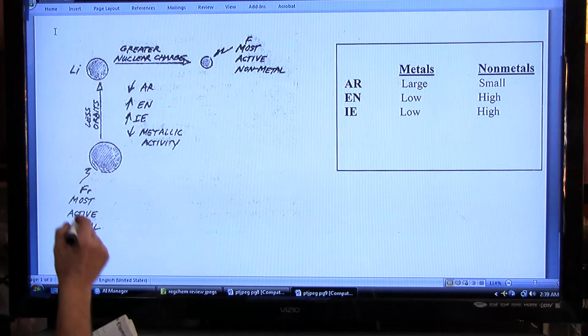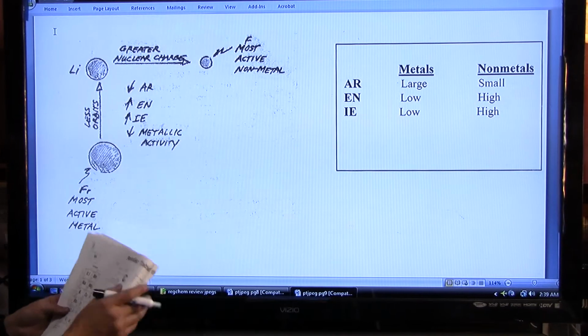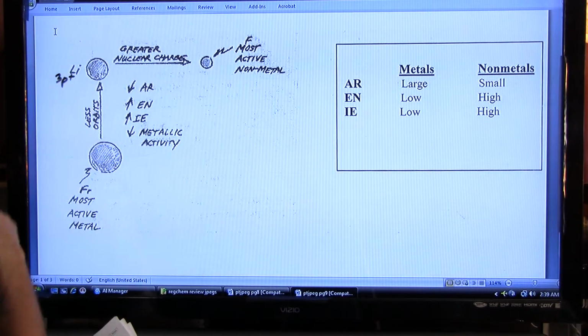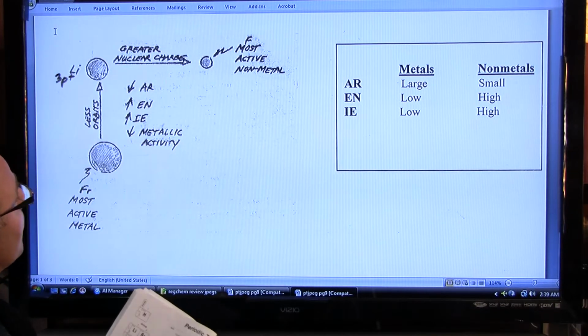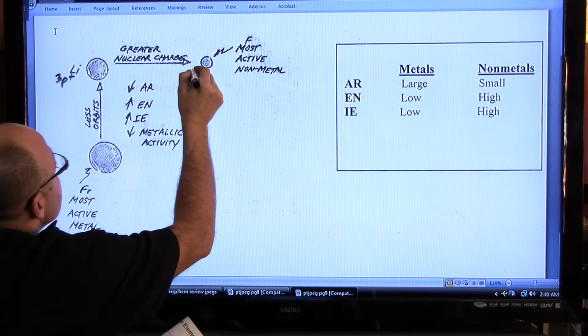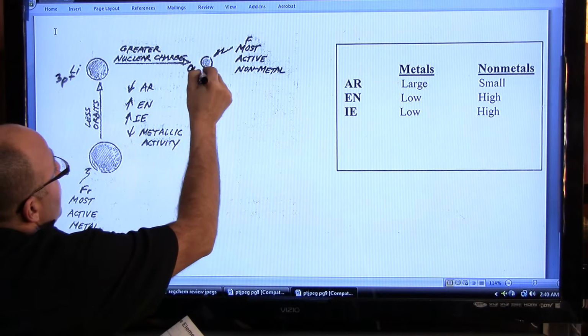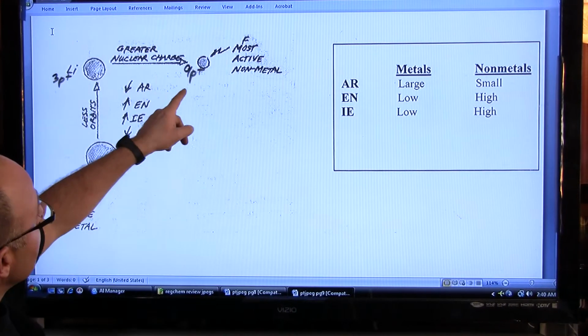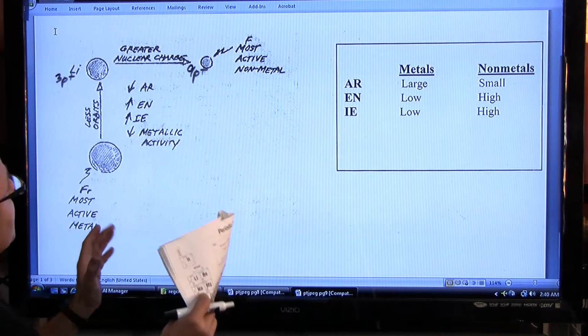Well, lithium is atomic number 3. That means it has 3 protons pulling in on its electrons. And fluorine is atomic number 9, which means it has 9 protons pulling in on its electrons. And so effectively, this has a greater pull, and that's what makes it smaller.